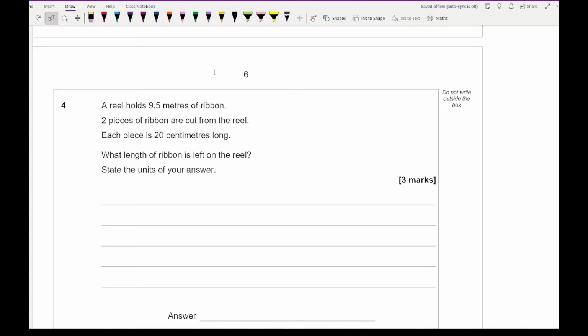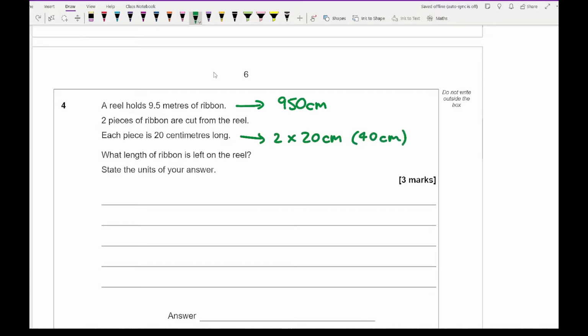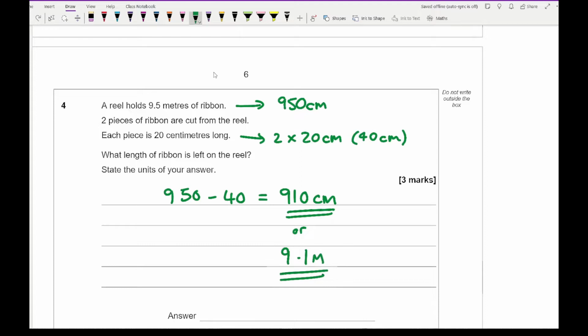So for this, first of all, we need to work with the units. We can either work with centimetres or we can work with metres. Now I'm going to go for centimetres. So we've got 950 centimetres. And we've got 2 lots of 20 centimetres, which is 40 centimetres in total. So what the question is asking is we just need to subtract those 2 numbers. That's going to leave me with 110 centimetres. So there is one answer. Or if you're working with metres, it would be 9.1 metres. So either of those 2 answers would be fine.